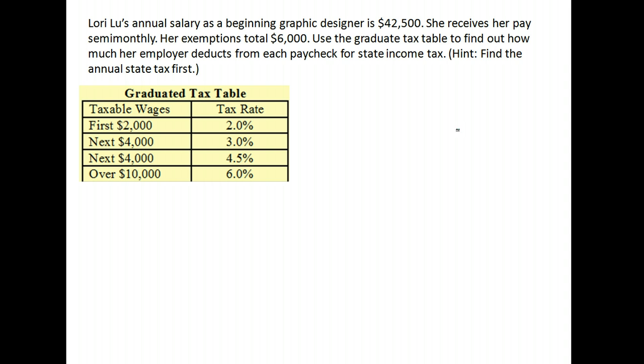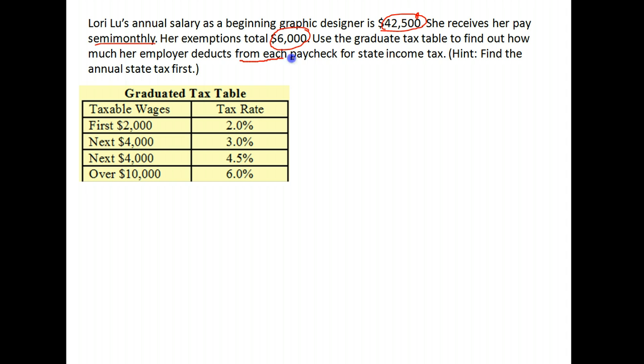Alright, let's take a look at another one. If you want to pause and try it out for yourself and then see how you did, that would be a great idea. Or you can just follow along with me. So here's Lori. Her annual check as a beginning graphics designer is $42,500. She receives her pay semi-monthly. Her exemptions are $6,000. We're asked to use the graduated tax table to find out how much her employer deducts.